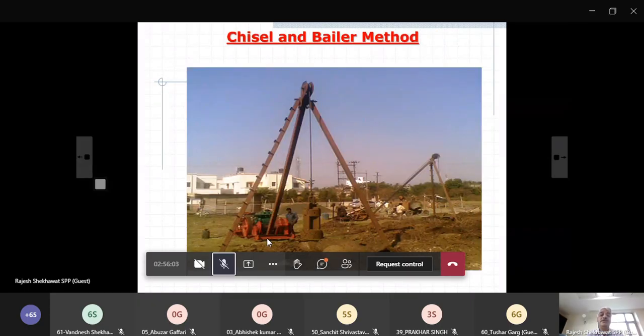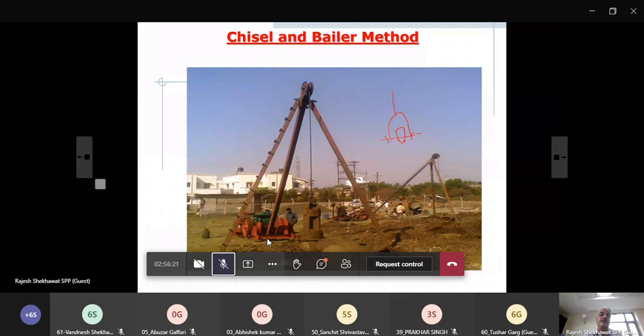This is how the chisel works, and the chisel can be hung from this and similarly unhooked. There is a D-shackle here. There is a shackle like this. There are bolts, and this is the wire. So you remove this bolt and put the hook of the chisel and baler.